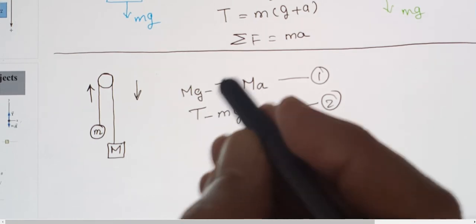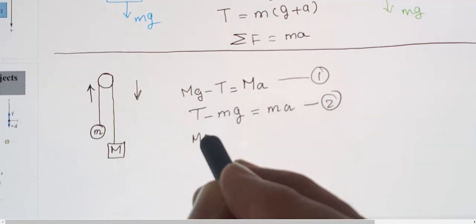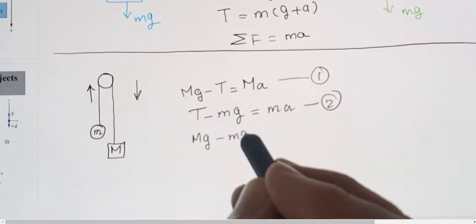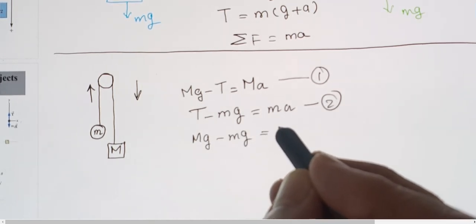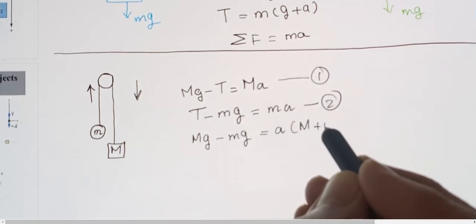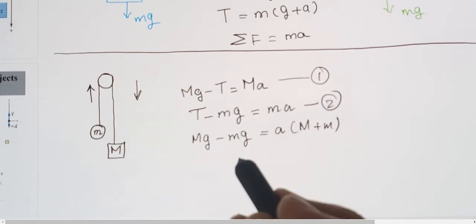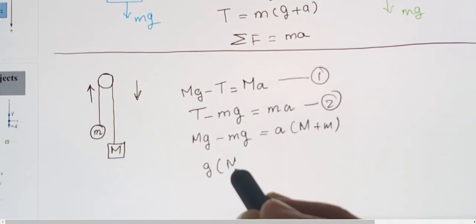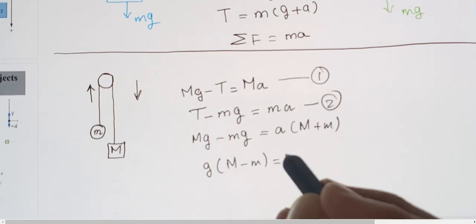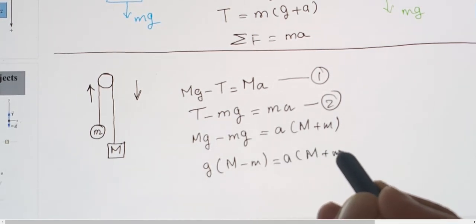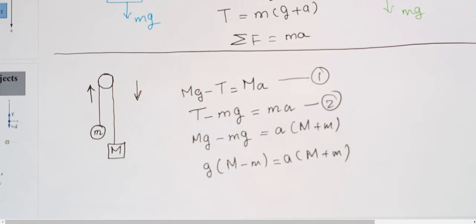So let's add them. It will be capital Mg minus small mg is equal to capital M plus small m, times a. Here g times (M minus m) on one side, and on the other side a times (M plus m). Then you can solve it depending on what is missing in the problem: is it small m missing, or capital M missing, or acceleration missing? Any question?